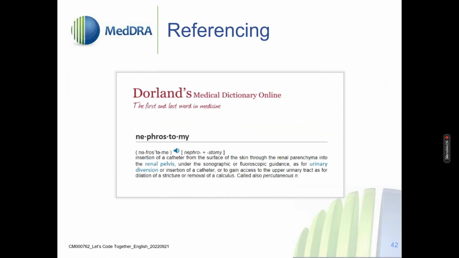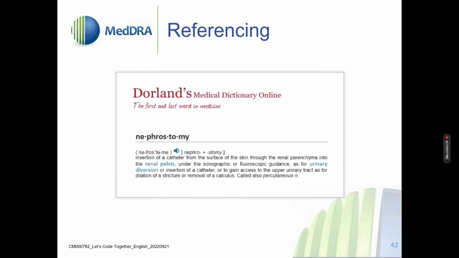So I've referenced this for you before I ask you your thoughts this time. Dorland's said of a nephrostomy, it's insertion of a catheter from the surface of the skin through the renal parenchyma into the renal pelvis under sonographic or fluoroscopic guidance. So it's something that's done as for urinary diversion or insertion of a catheter, or to gain access to the upper urinary tract as for dilation of a stricture or removal of a calculus.